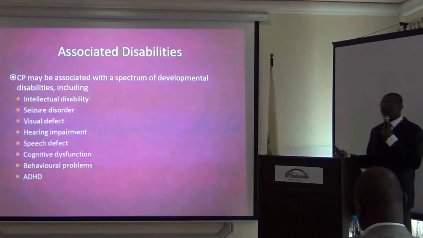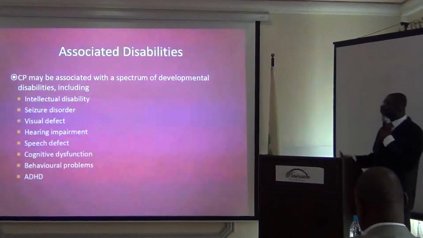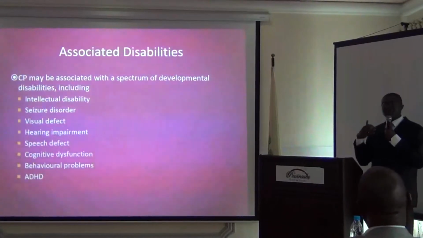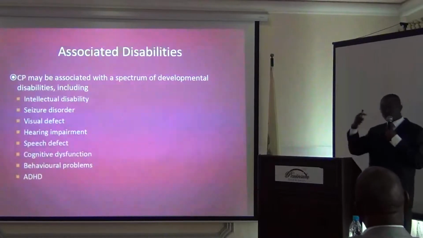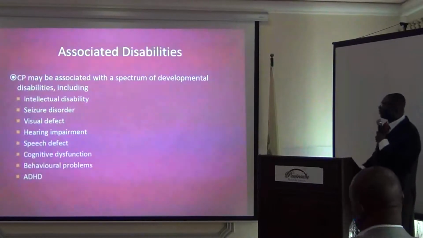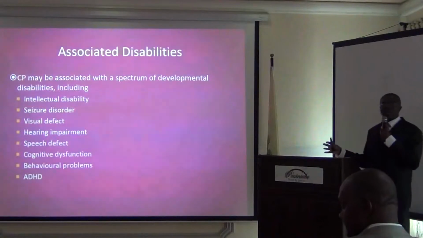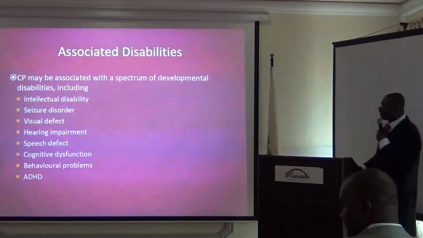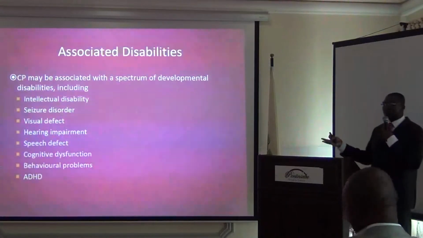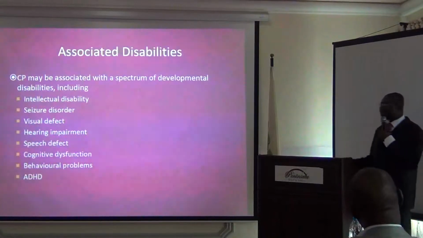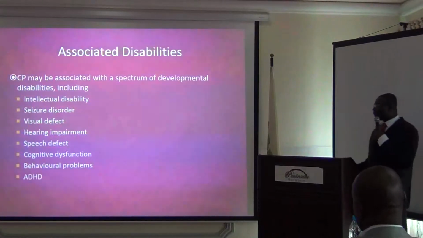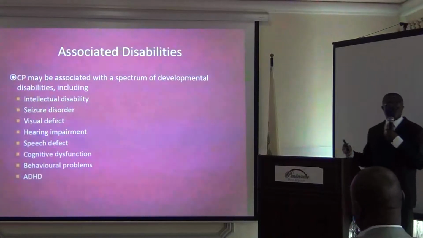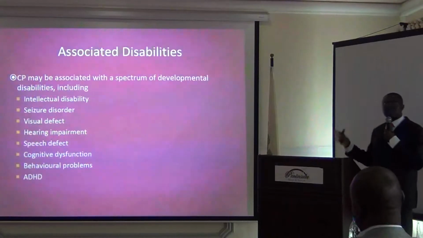Some of them may be convulsing and they need to be given anticonvulsants to control that. Then some of them may have visual defects. They may find it difficult to see, or they may find it difficult focusing on objects properly. And then some of them may have hearing impairment. Okay? And then some may not be able to talk, they may have speech defects. And then we also have cognitive dysfunction, where the ability to learn and adapt may be affected. And then we have other behavioral problems, and attention deficit hyperactivity disorder. These are the problems that may be associated with cerebral palsy.